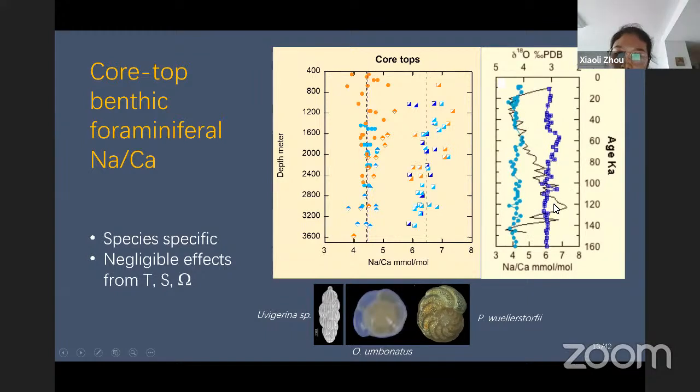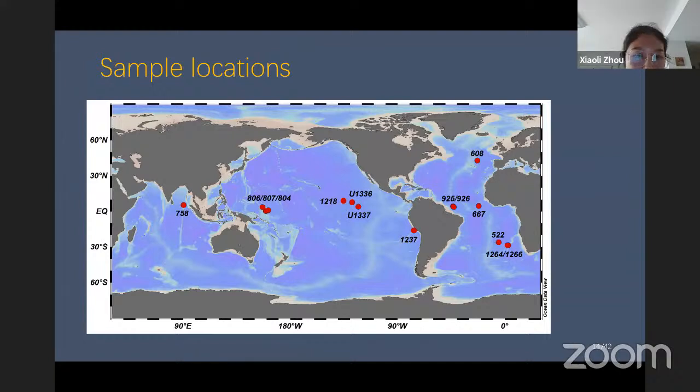The black curve shows the oxygen isotope, which shows this covers a whole glacial interglacial cycle. And the two sets of blue dots are the sodium-calcium. Although over this glacial interglacial cycle, the temperature, salinity, and also carbonate saturation state probably have varied a lot, we don't see any significant change in the sodium-calcium. So now we're confident to apply this proxy to downcore samples that have larger ages.